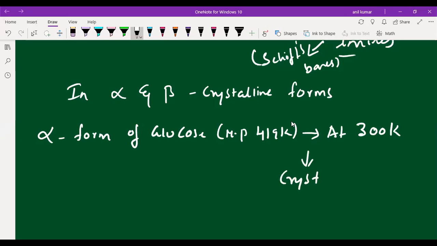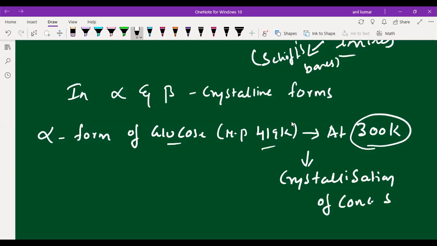What do you mean by the crystallization process, students? You have studied crystallization. Crystallization is a purification technique for organic compounds. You take the aqueous solution of an organic compound and heat it continuously. The water content will evaporate and you will get the compound in the form of crystals. That we call crystallization. So you get the alpha form of glucose at 300 Kelvin, and it has a melting point of 419 Kelvin. It is obtained by crystallization of a concentrated solution of glucose.